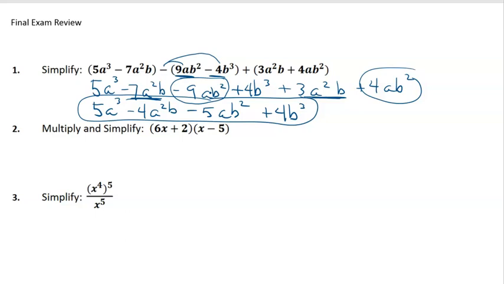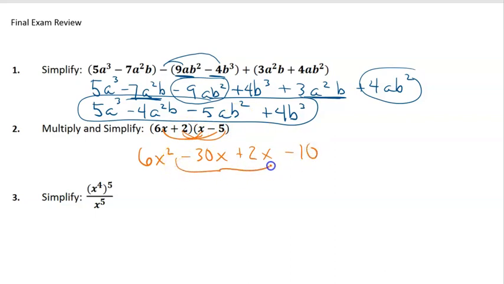Notice the next problem, though, is multiply. All right, so you're dealing with a different situation. When you multiply, this is binomials, two terms, a binomial times a binomial. Y'all know the FOIL method. 6x times x is 6x squared. Then I multiply 6x times negative 5. That's negative 30x. 2 times x is plus 2x. And then 2 times negative 5 is negative 10.